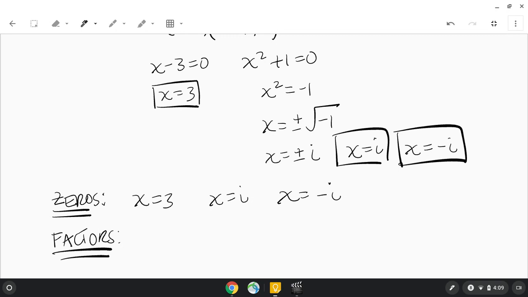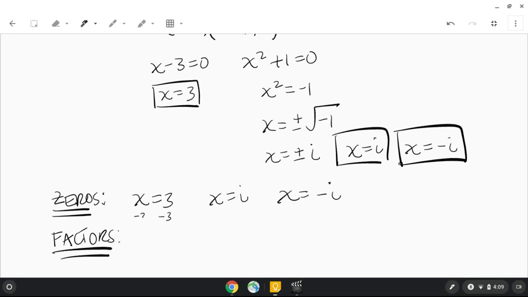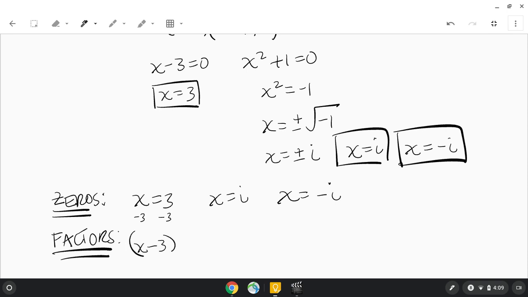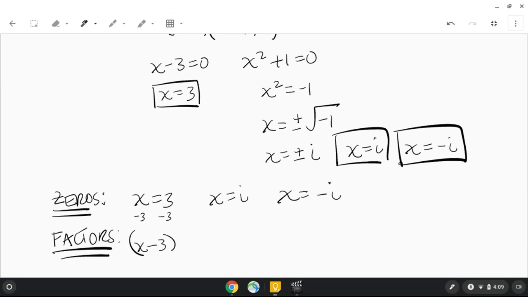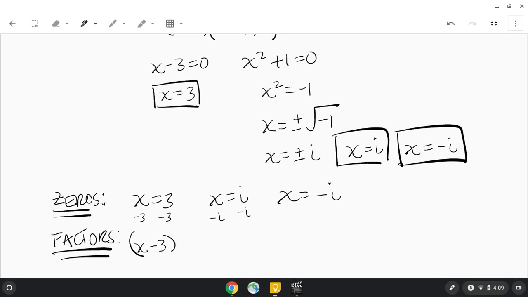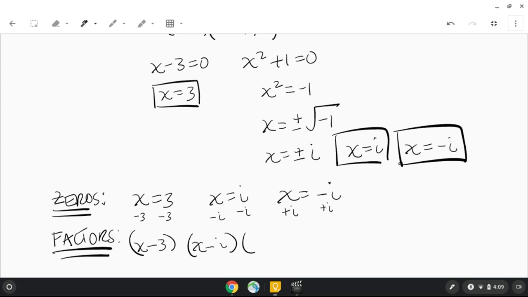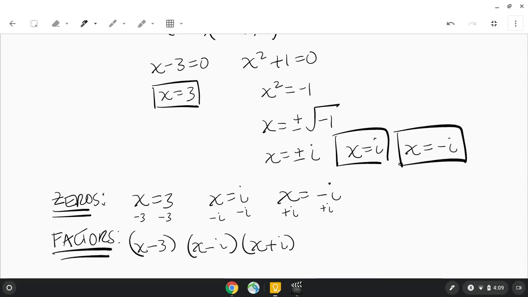So here I would just subtract 3 on both sides, right? So I get x minus 3, and that's one of my factors. I'm going to subtract i on both sides, so I get x minus i as another factor. And this one here, I'm going to add i to both sides, and so my third factor is x plus i. So when they say factor completely, they want you to factor it into linear factors.